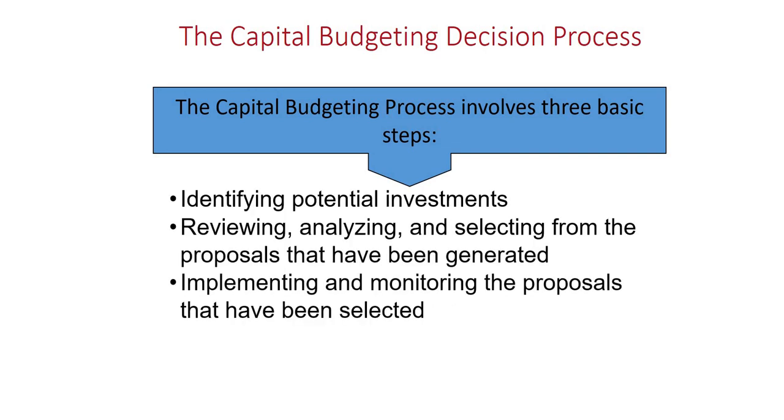Now, capital budgeting is a process which involves three basic steps. Number one, you identify potential investments. What do you need to invest in? Review, analyze, and select from the proposals that have been generated. So the main process of capital budgeting is on this stage where we review, analyze, and select from the proposals that have been generated. After we have reviewed, analyzed, and selected, we then implement and try to make sure that what we accepted is what we are actually getting from the selected projects.